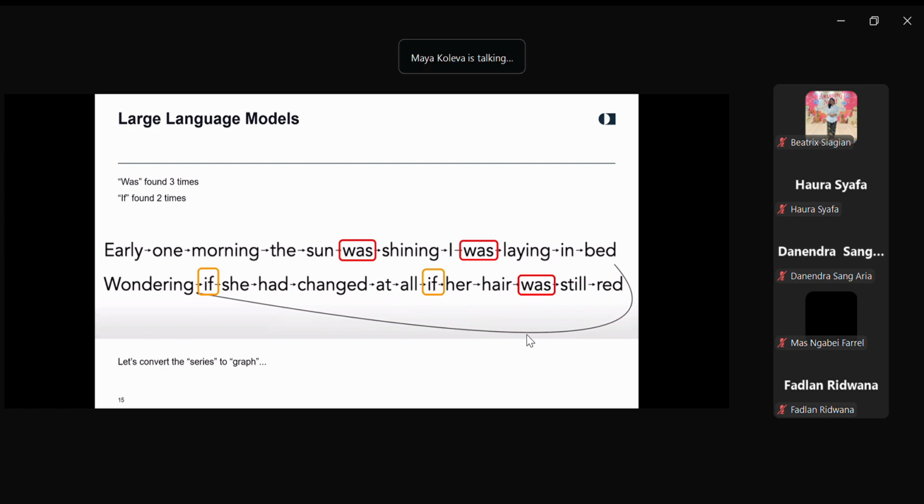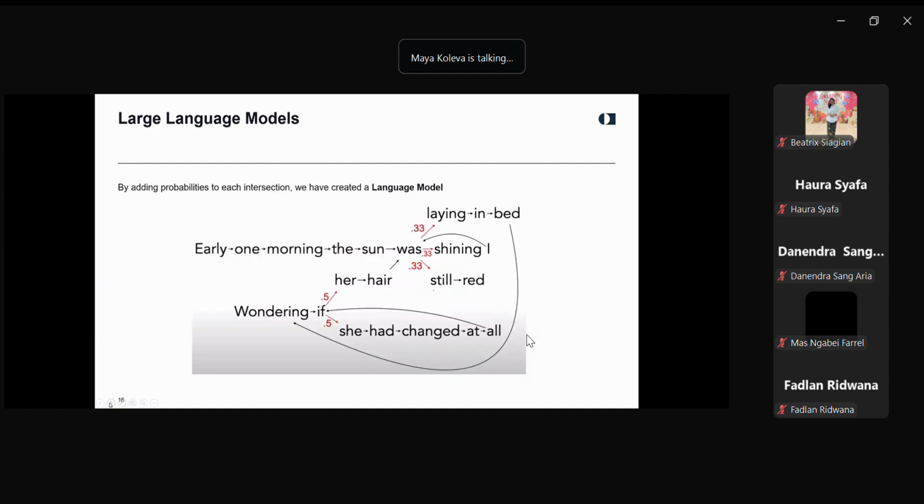What the model would need to understand is, are there any words in that sequence that are repeated? Let's say here we have 3 times was and 2 times if. So we can convert this sentence into a graph, adding the probabilities of each intersection. So early one morning the sun was, it can go shining, but it can go laying in bed or still red. Or her hair was shining, or her hair was laying in bed. So these are the different paths this sentence could take when we look at the repetitive words.